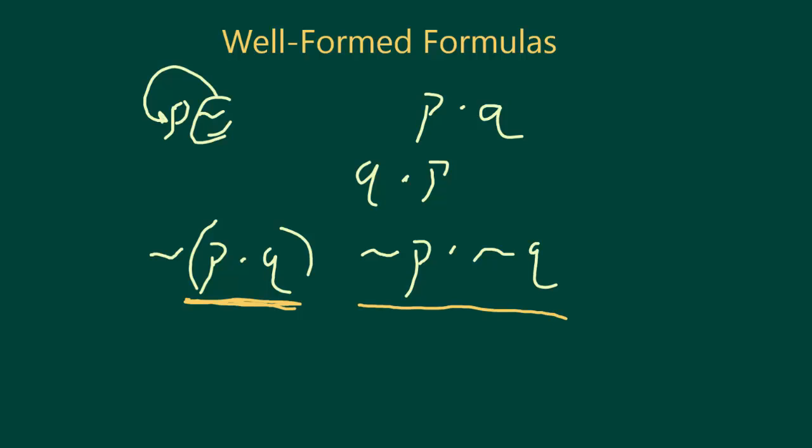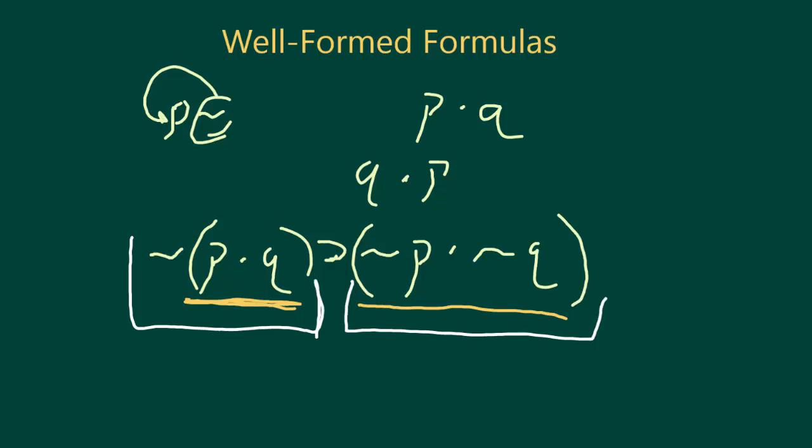And we can make things even crazier, if you will, because I could put parentheses around this statement and then put a horseshoe between here. And now what I'm saying is, if this is true, then this is true. So if it's true that it's not the case, both P and Q, then both it's not the case P and it's not the case Q.